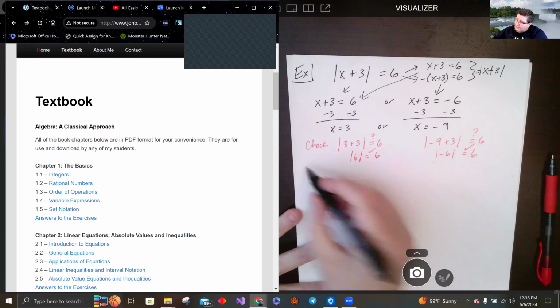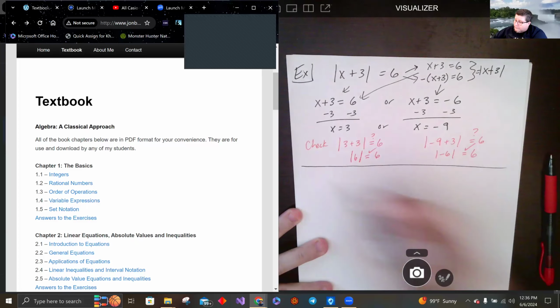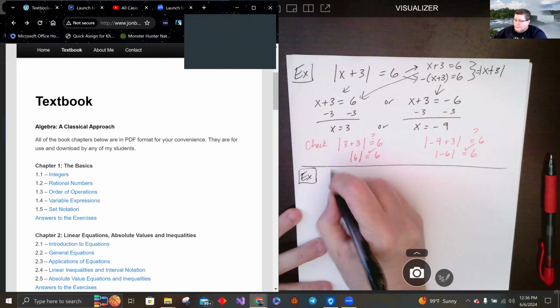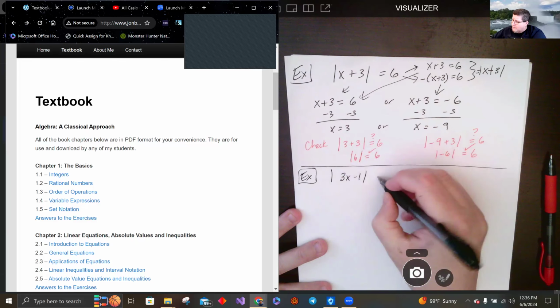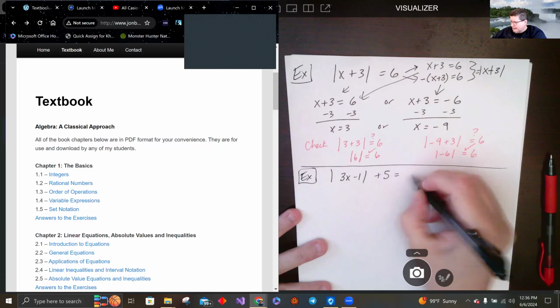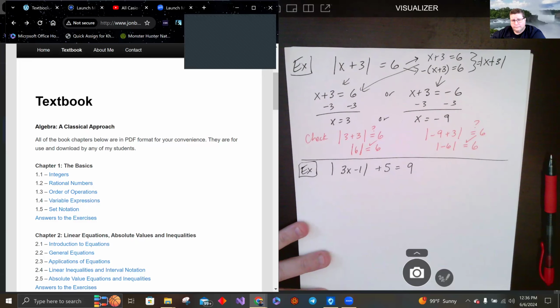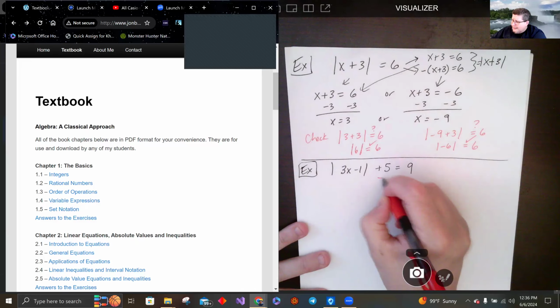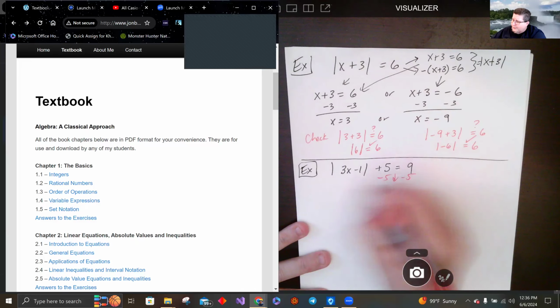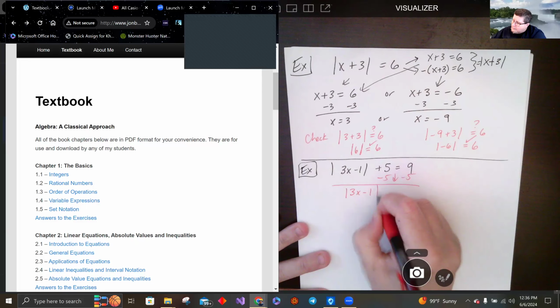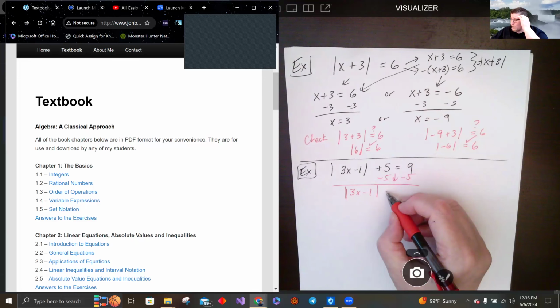Let's kick it up a notch. Absolute value of 3x minus 1 plus 5 equals 9. First thing we do is we isolate the absolute value sign. We get it alone. And the absolute value of 3x minus 1 equals 4.